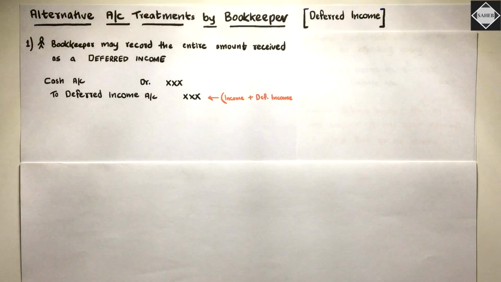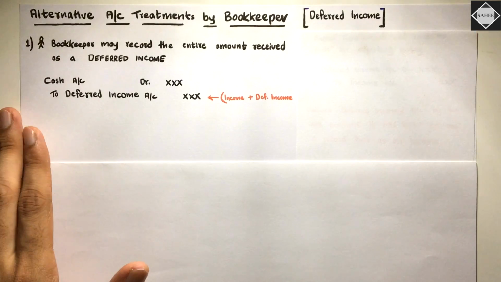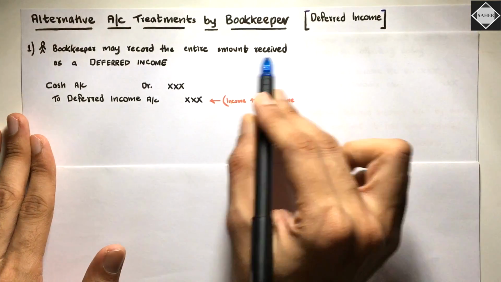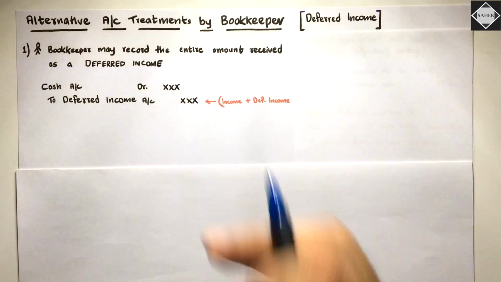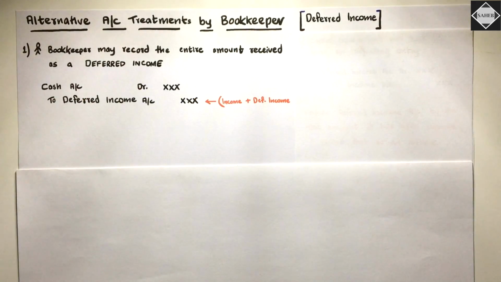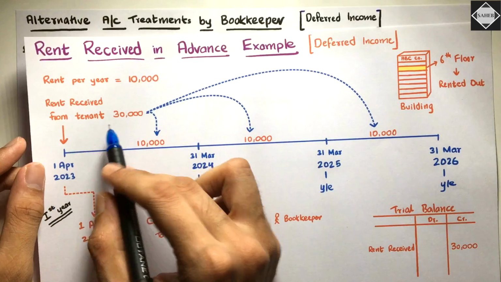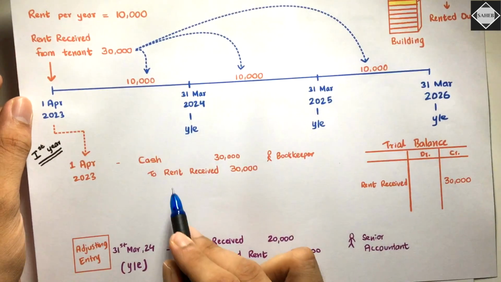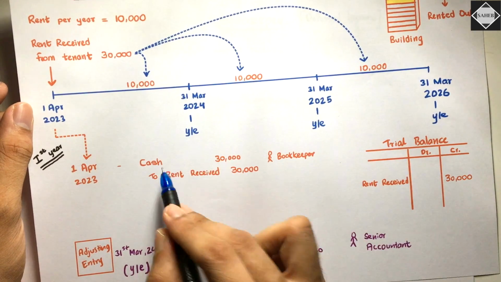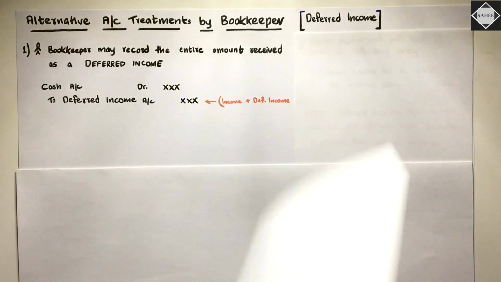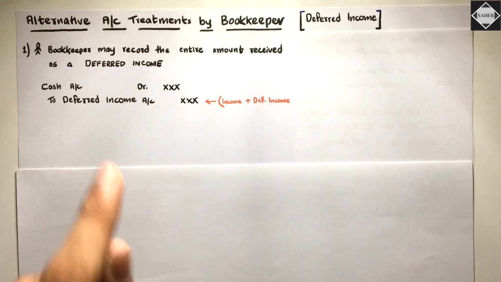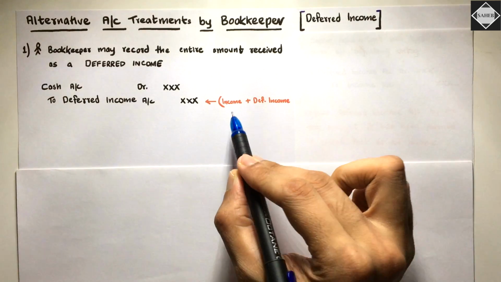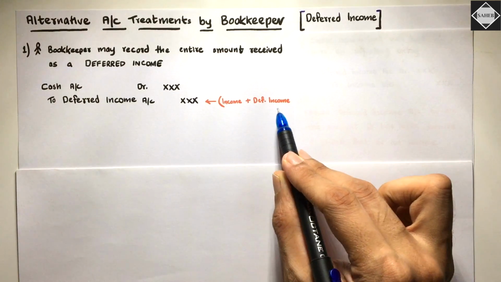Now alternatively, what can happen is the bookkeeper may record the entire amount received as deferred income in the beginning. So what will happen if the entire thing is recorded as deferred income? Let's understand with the same practical example. If this 30,000 is entirely recorded by the bookkeeper as deferred income, cash account to deferred rent, 30,000, then in that 30,000 which has gone to the deferred rent account, there will be an income element as well as a deferred income element, both.